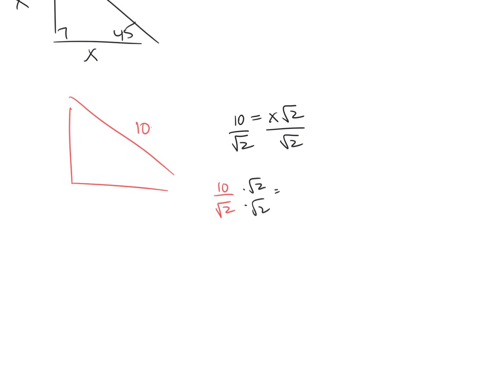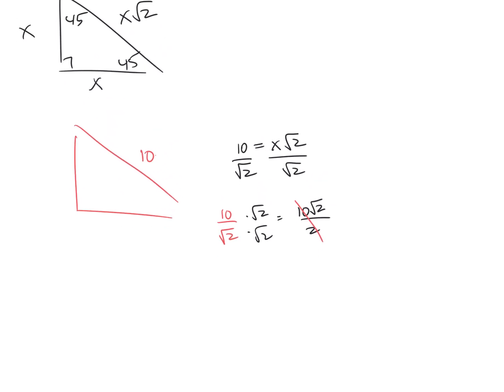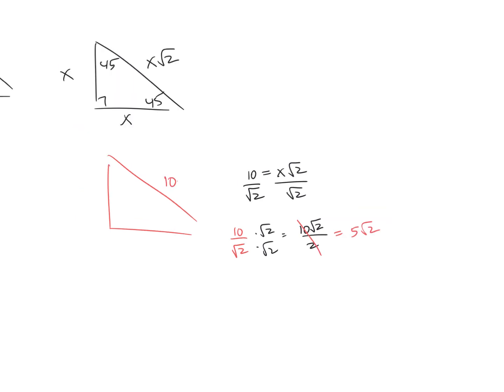So I'd get 10 root 2 over 2. Yeah, could you just do 10 equals 2x squared? Would that get you 5 root 2? Yeah. 100%. So that's where my 5 root 2 comes from.